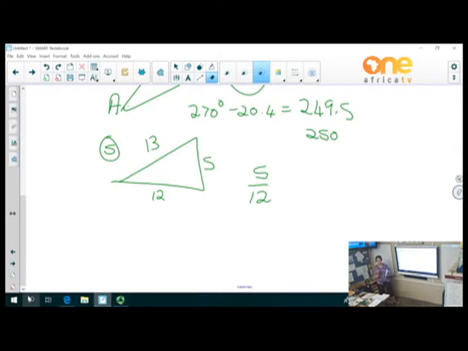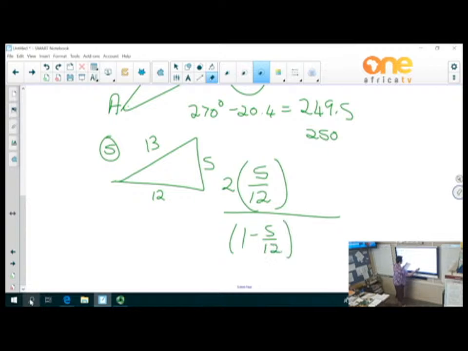They don't want the angle. They just want the fraction. They don't ask the angle. So then I can say 2 tan A, so this is tan A over, and then it is 1 minus 5/12 times 1 plus 5/12. They want the answer as a fraction. They don't want the value of the angle, and they don't want decimals.